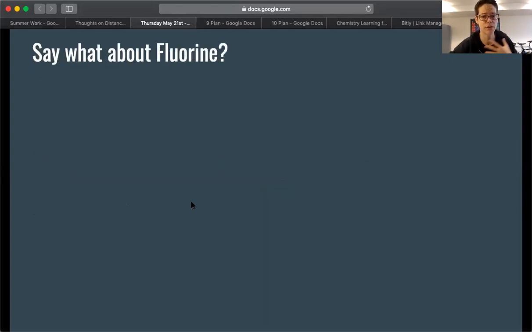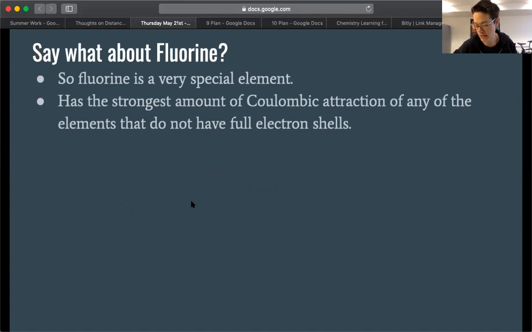All right, so fluorine. Fluorine is special. I have often made jokes about fluorine that you may not understand why I'm joking about, but you will. Fluorine has the strongest amount of attraction for any of the elements, with the exception of helium and neon, but helium and neon both have full electron shells, since they all the way fill their shell. So helium and neon don't need anything. So while they have a lot of attraction, helium and neon don't do anything with their attraction. Fluorine, however, does lots of things with all of its very strong attraction.